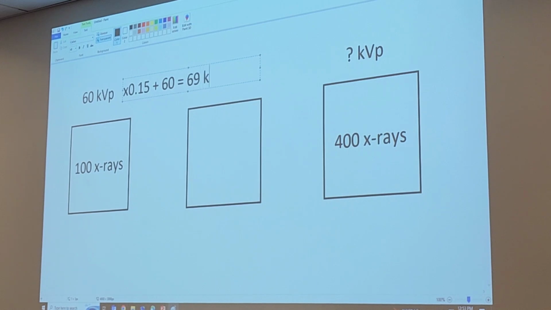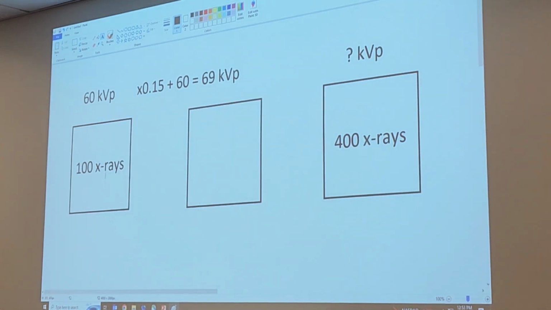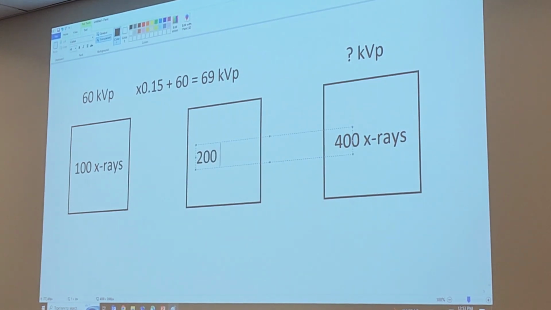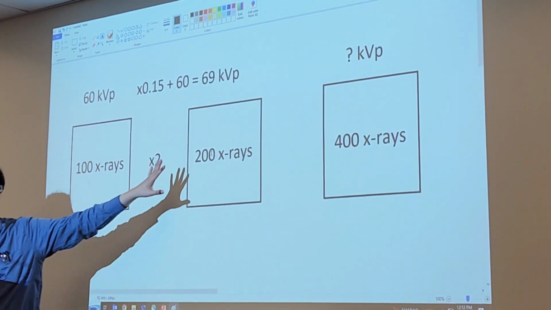Alright, good. So we have 69 kbp. So 69 kbp gives us how many X-rays? Well, 200. That's right. We went up. This went times 2. Okay, so this was 15%, right? This is times 2. From here, this isn't the correct number of X-rays, right? This is not the correct number of X-rays.